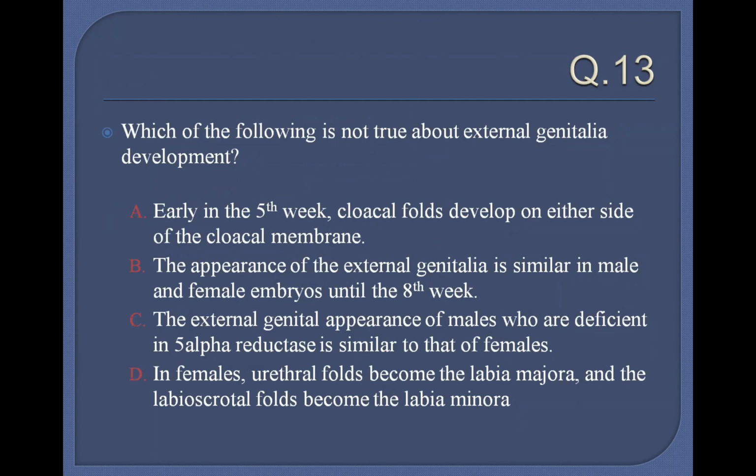The answer is D. So urethral folds become the labia minora actually, not the labia majora, and the reverse is true. The labioscrotal folds will become the labia majora during the external genitalia development. So option D is wrong here.